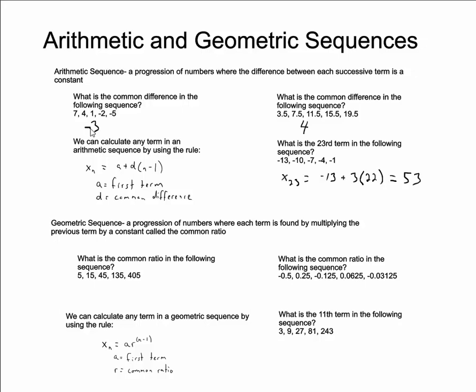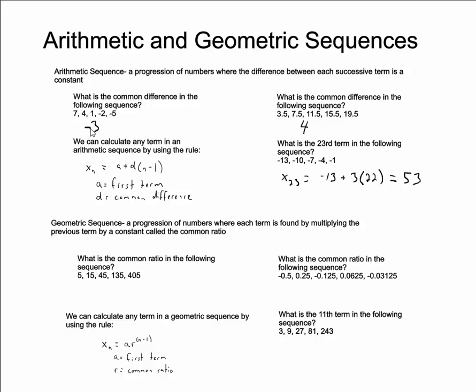Let's look next at geometric sequences. A geometric sequence is a progression of numbers where each term is found by multiplying the previous term by a constant called the common ratio. Let's find the common ratio in a couple of sequences. So what is the common ratio in the sequence 5, 15, 45, 135, 405?